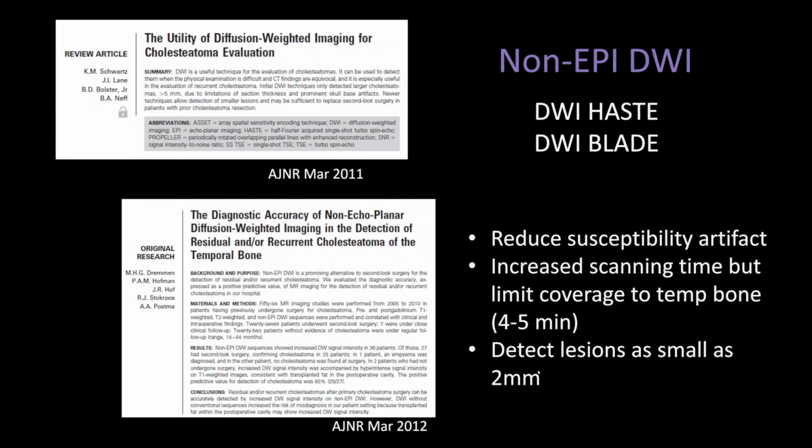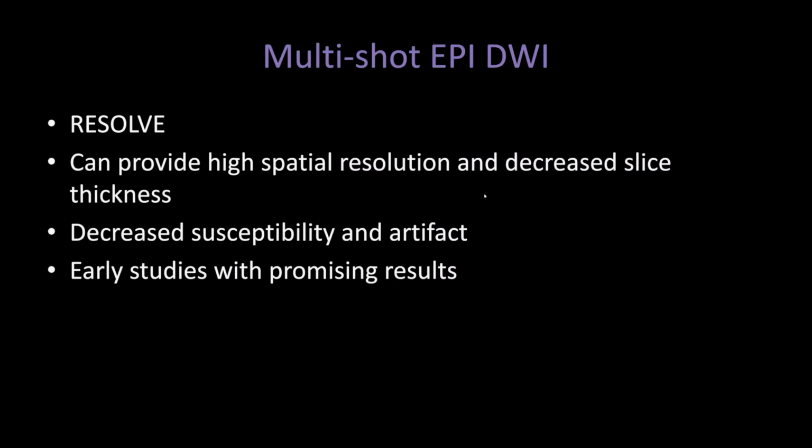And using this sequence basically allows us to increase our confidence and detect lesions as small as 2 millimeters. These significantly reduce the artifact found at the air-bone interface. It does increase scanning time, but we typically limit the coverage to just the temporal bone, and so we can still get them in a decent amount of time. And then some other sequences have been developed as well. We also have the RESOLVE sequence on some of our scanners, which has also been shown to provide high spatial resolution and decreased susceptibility artifact to detect these cholesteatomas.